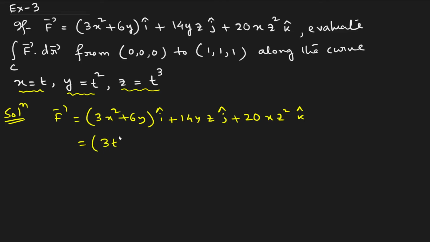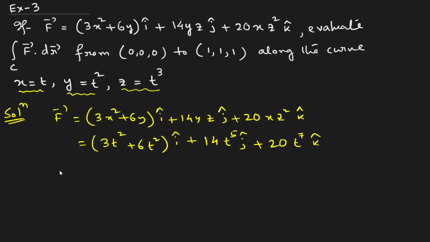So it will be (3t² + 6t²) i cap, then 14yz. Our y is t² and z is t³, so it will be 14t⁵ j cap, and then 20, x is t and z² will be t⁶, so 20t⁷ k cap.